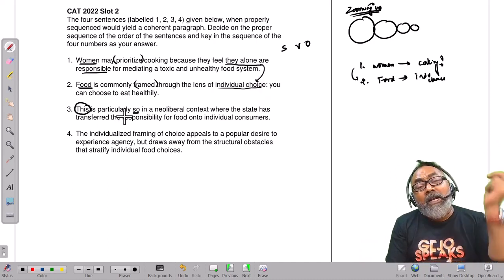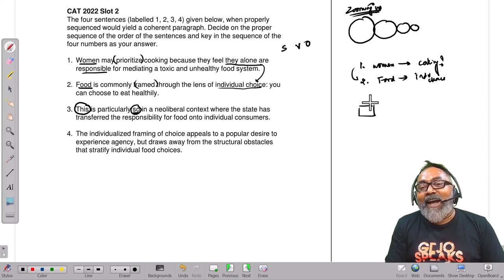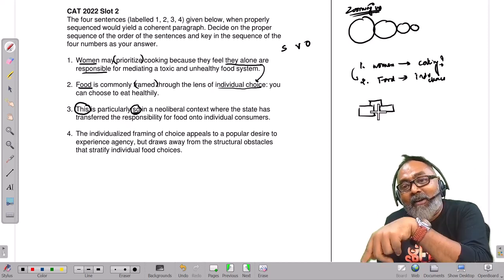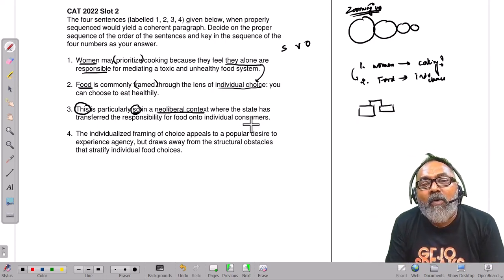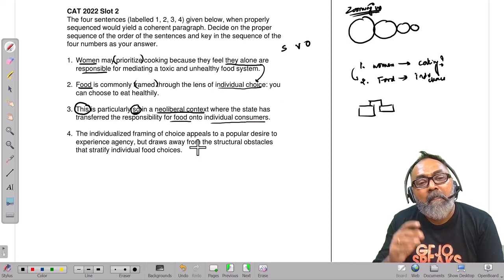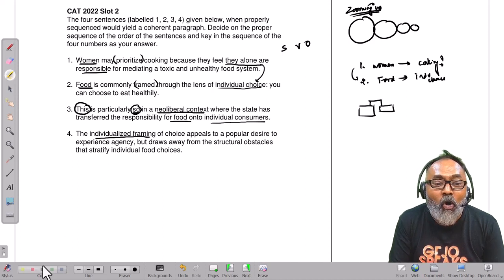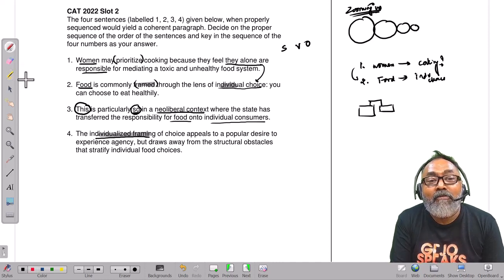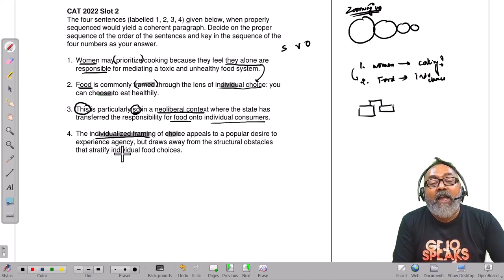And then this is particularly so. Particularly so, what is it? I said something and I want to zoom in even further, right? I'm going deeper into the neoliberal context where the state has transferred the responsibility of food to individual consumers. The individualized framing of choice basically echoes that, and appeals to a popular desire to experience agency.